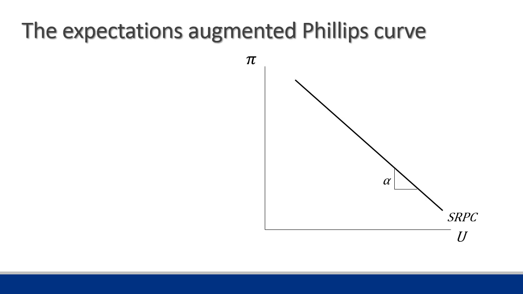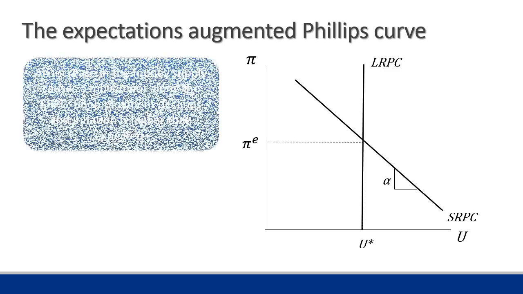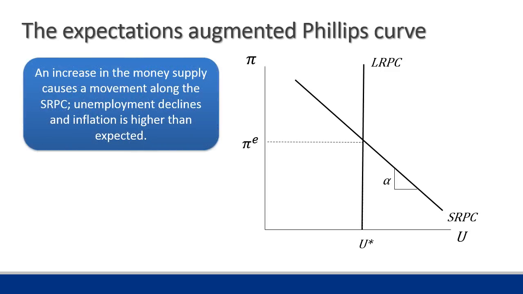So we begin with our expectations augmented Phillips curve, where the long run Phillips curve and the short run Phillips curve coincide. We have the natural rate of unemployment U star and the expected rate of inflation pi E. The central bank wants to reduce unemployment, so increases the money supply. Effectively, it has created inflation but has managed to get unemployment down. So the inflationary surprise has increased economic activity.